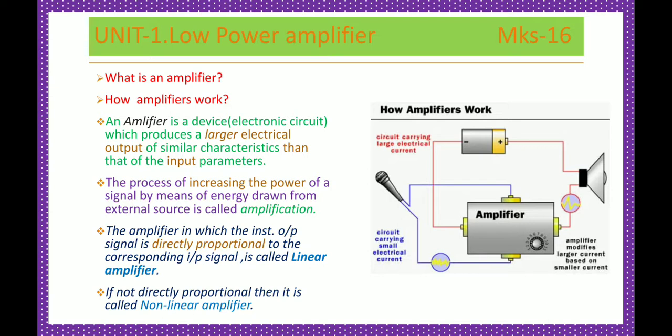Basically, amplifiers can be classified into two categories, the linear amplifier and the non-linear amplifier. These are the broader classification. The amplifier in which the instantaneous output signal is directly proportional to the corresponding input signal is called a linear amplifier. If not directly proportional, then it is called a non-linear amplifier.